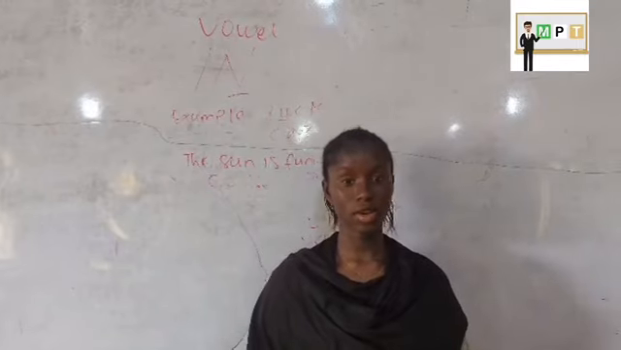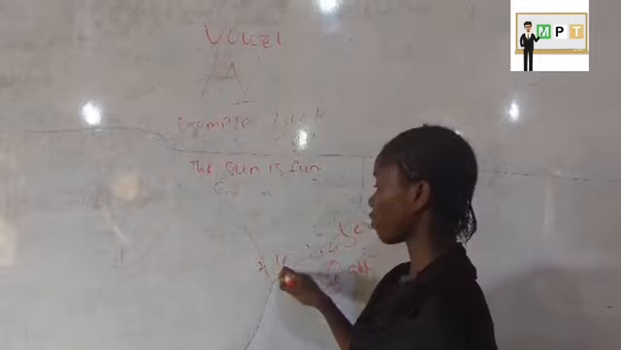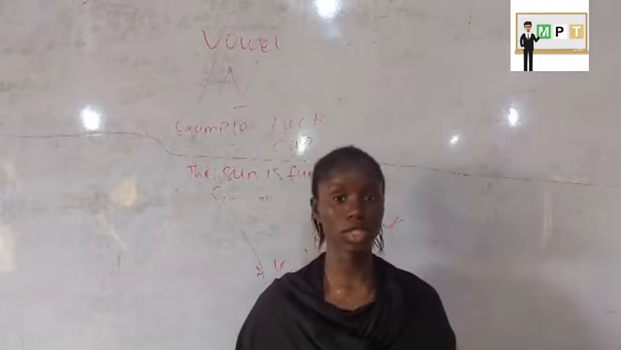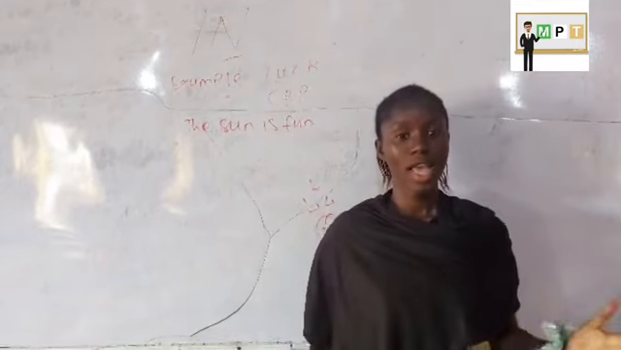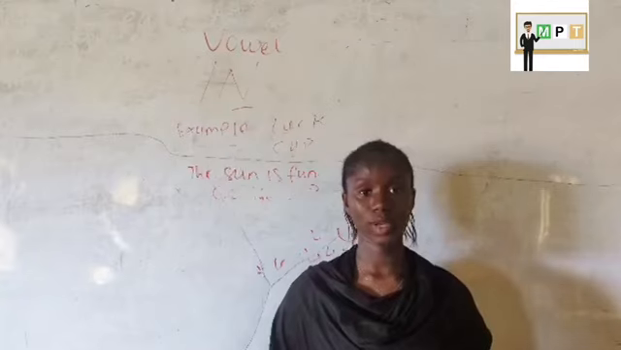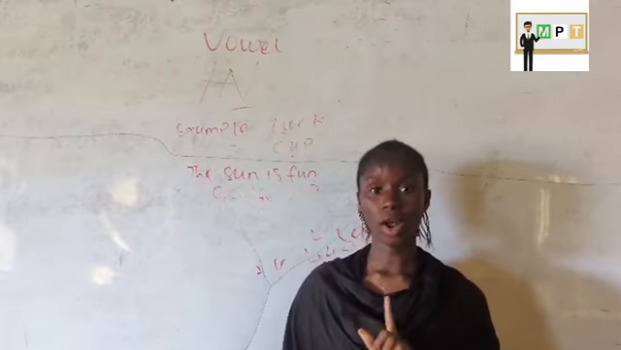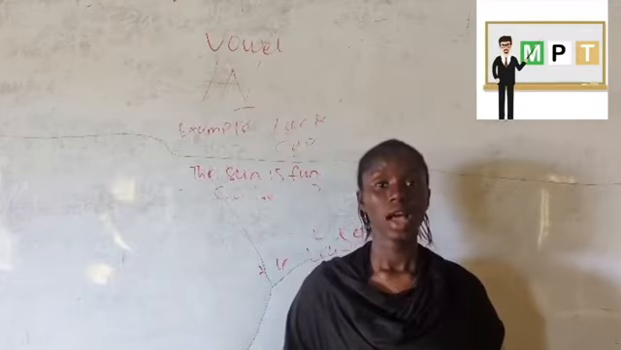There are 44 sounds in the English language, 24 for consonants and 20 for vowel sounds. A vowel sound is a syllabic speech sound pronounced without any obstruction in the vocal tract. We are going to be talking about the 20 vowel sounds. There will be a chart that displays the rest of the vowel sounds.